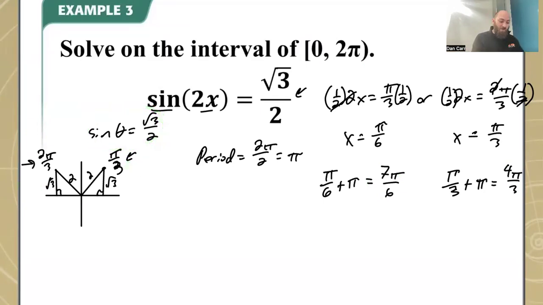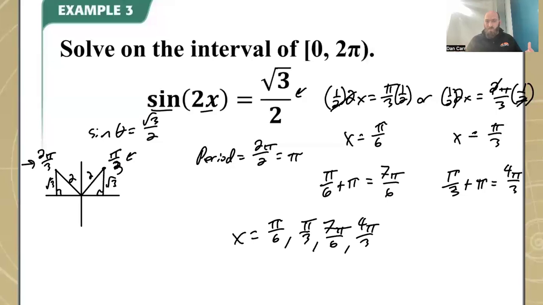I'm going to be doing sine of 2x. So my 4 total answers are going to be pi over 6, pi over 3, 7 pi over 6, and 4 pi over 3. That's because it's 2x and we have a shortened period. So that's why we're going to repeat this value on this interval more times than just the normal 2.